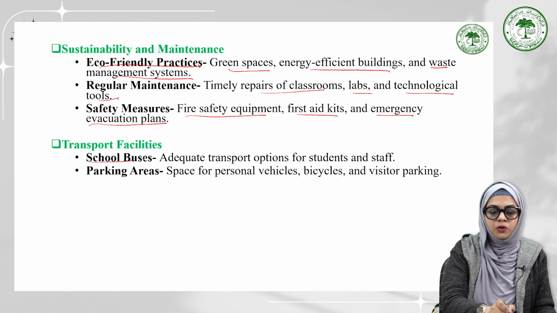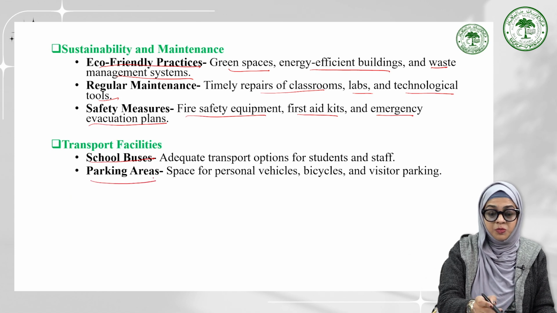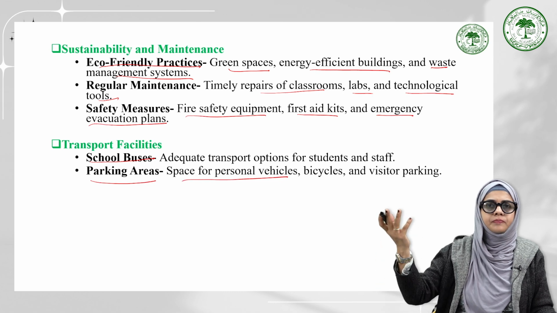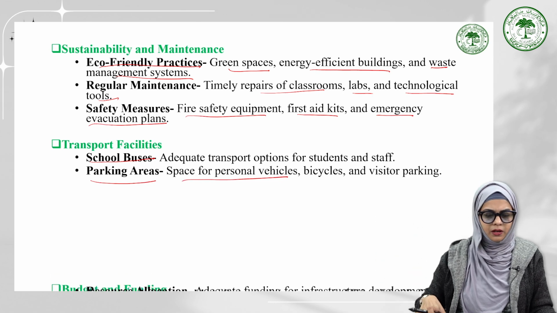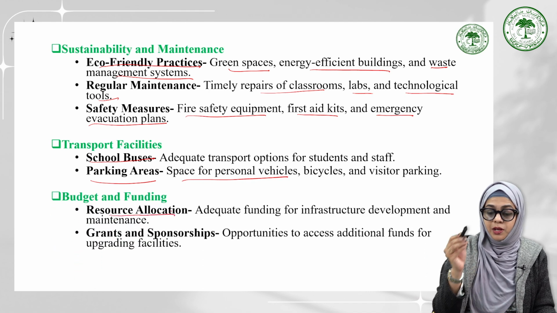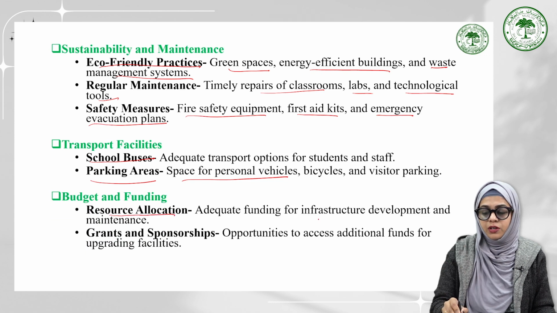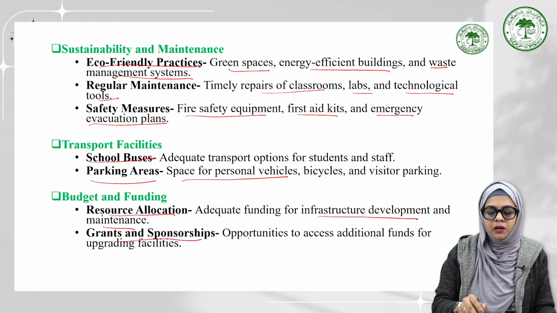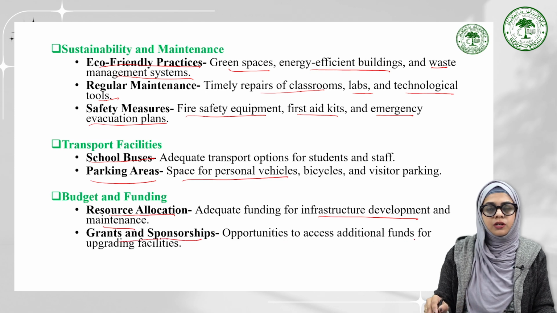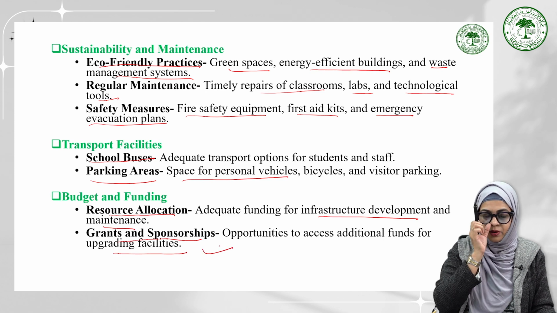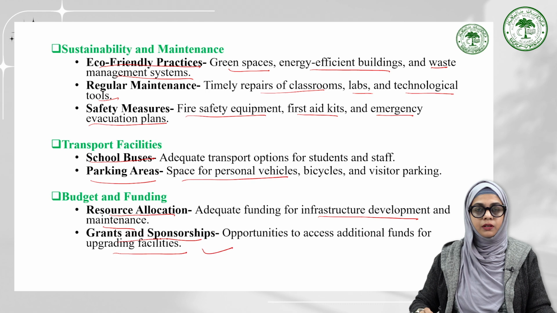That means we're talking about school buses for students and staff, and parking areas. Of course, space is needed for personal vehicles, for bicycles, for two-wheelers, and also for visitor parking. Then budget and funding, resource allocation. Money is very important. We need adequate funding for infrastructure development and maintenance. Then grants and sponsorship, opportunities to access additional funds for upgrading the facilities. So this is another very important aspect of the infrastructure.